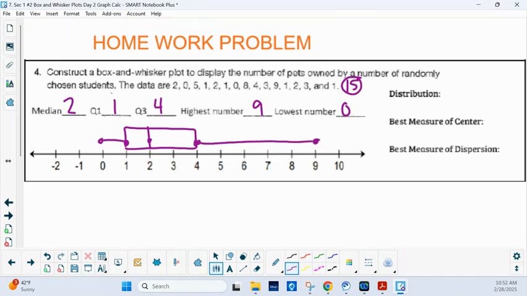So put that on your number 4. Now the distribution. If you forgot what that means, just look back at the top. It says distribution. It's either skewed or symmetric. So is this one skewed or symmetric? It is skewed. In which way? To the right. So I want you to be specific on the direction of the skew. That means most of the data is on the left side. Best measure of center. If we look up here, we're talking about mean, median, and mode. When you're skewed, what's the best measure of center?